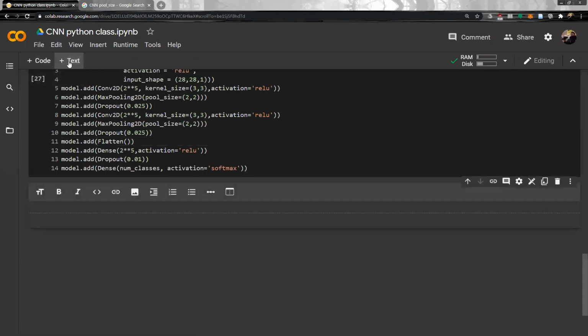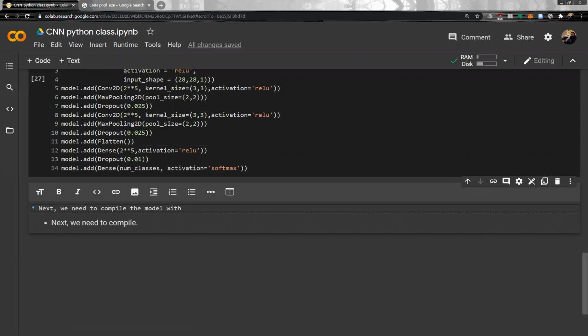Next, we need to compile the model. You compile the model, and now we have to define the error. About errors, for categorical data, we usually use a categorical cross-entropy loss function.